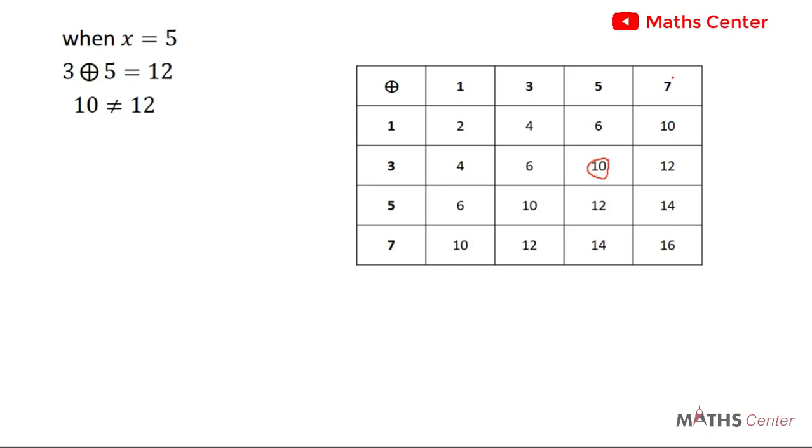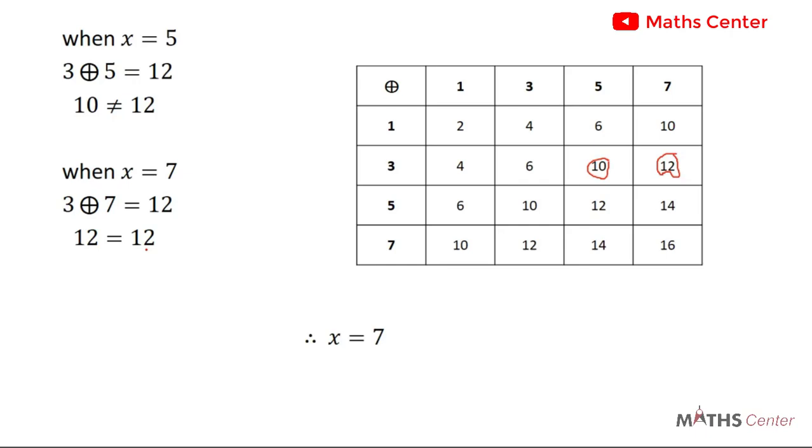So it means that we have to try for the last element of the set, which is 7. So when x is equal to 7, the equation becomes 3 plus 7 is equal to 12. So check from your table. 3 plus 7 is actually 12 as we have here. So we can say that, therefore, x is equal to 7, since 7 is the only one that makes the equation true, because 12 is equal to 12 as we have here. I hope that is clear.